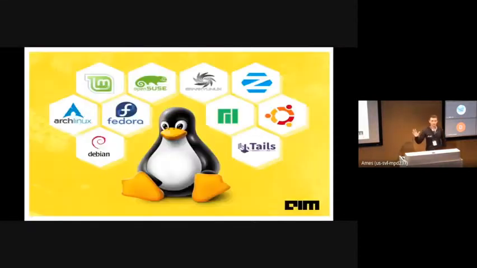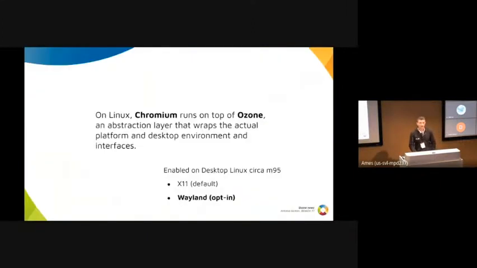And on the other hand, we have the Linux desktop, which was already introduced by Yongsu earlier on. On Linux, we have Chromium running on top of an abstraction layer named Ozone. It wraps the actual platform and desktop environment interfaces. On desktop Linux, again, it defaults to X11 Ozone, and users can opt in to Wayland today.